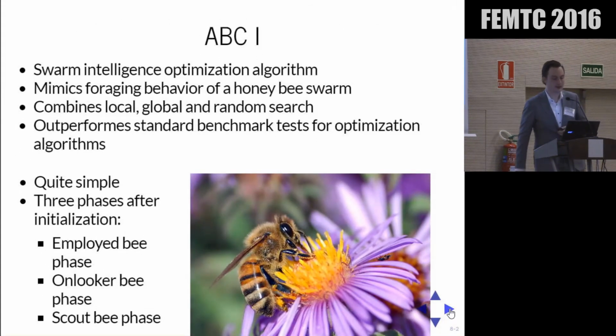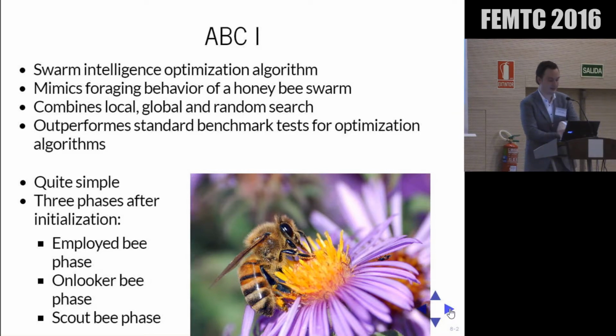And what we used is the ABC that was never used for material parameter estimation. It's a swarm intelligence optimization algorithm. It mimics the foraging behavior of a honeybee swarm and combines the local, the global, and the random search. And it outperforms standard benchmark tests for optimization algorithms, and that's why we chose to try this algorithm. From the mathematics, it's quite simple.